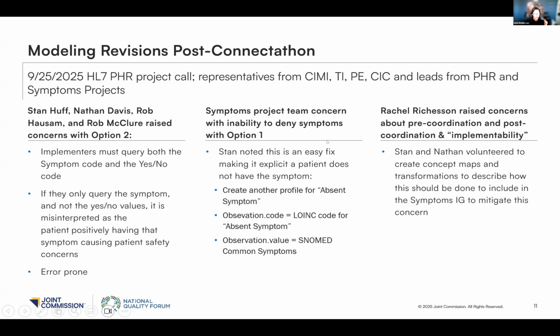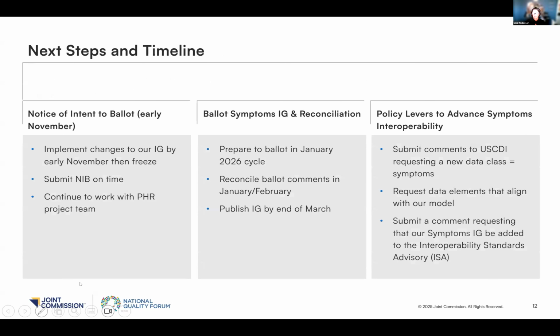Just create another profile for symptom absent, which is what we ended up doing. There were also some concerns raised about our profile being very post-coordinated. What if people are doing that in a pre-coordinated fashion in their system? So this week we're writing up some guidance on how to handle that and putting in an example table to show how the mapping should work. But we're able to address all these issues and continue moving forward.